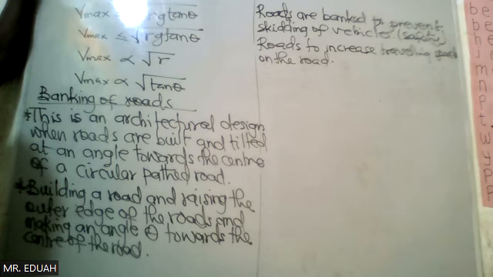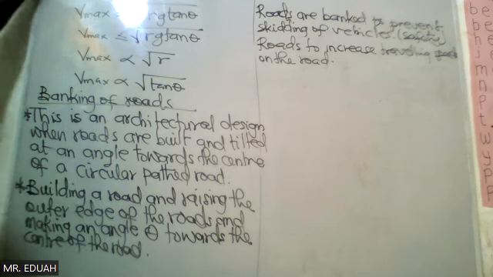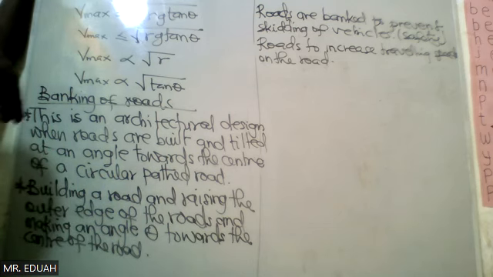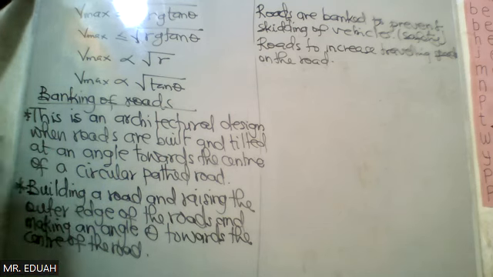So even though it increases speed, there is a limit which can be embarked on, which cannot be obtained when the road is unbanked. So when the road is banked, there is a certain maximum allowable speed.